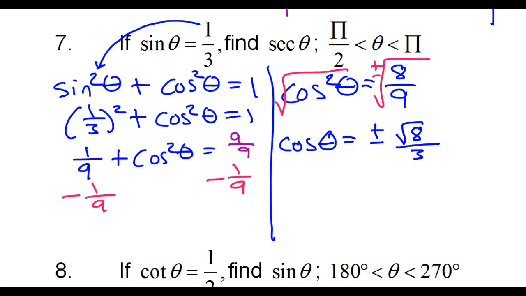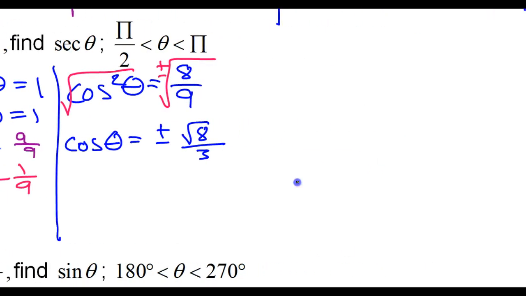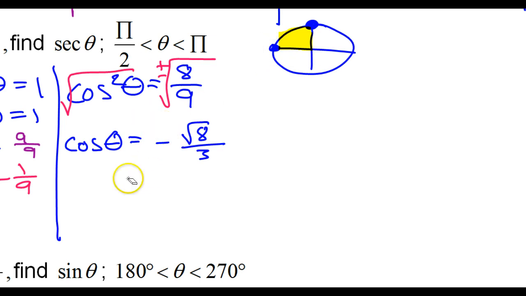Now let's decide if it's positive or negative before we go any further. We're talking about between pi over 2 and pi. So we're talking about the second quadrant. Cosine is definitely negative in the second quadrant because on the unit circle cosine is the x value and x values are negative to the left. So we will have to keep the negative sign on this one.